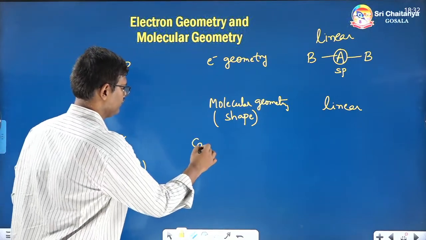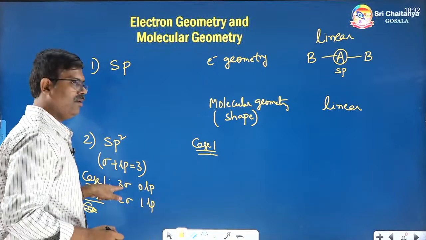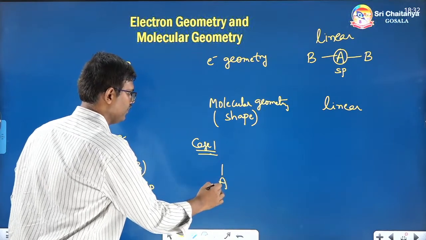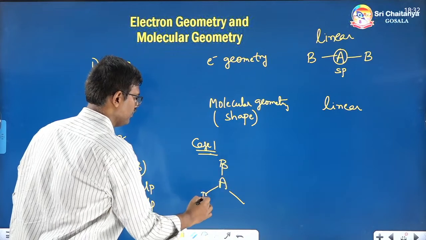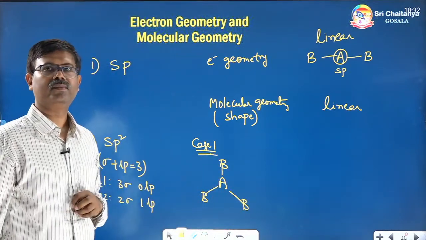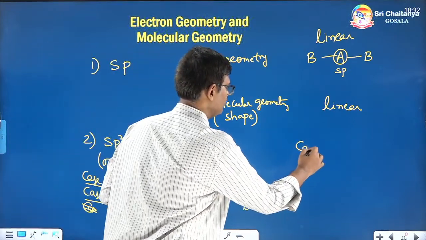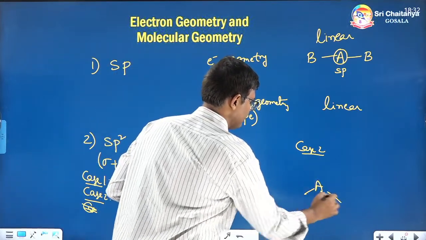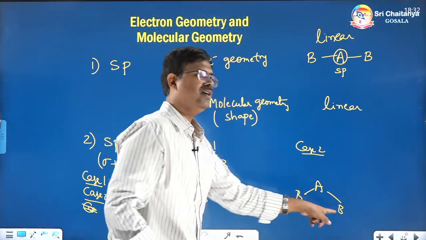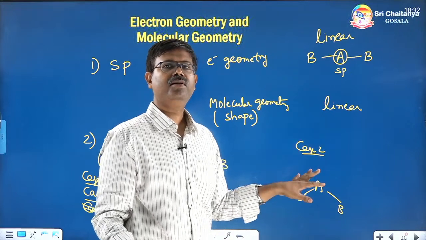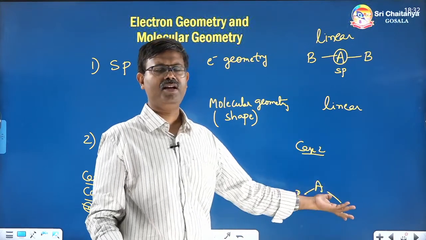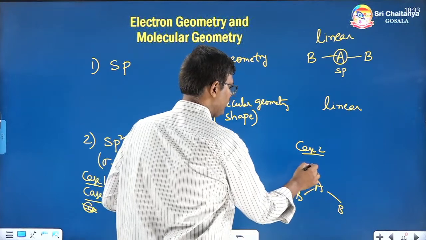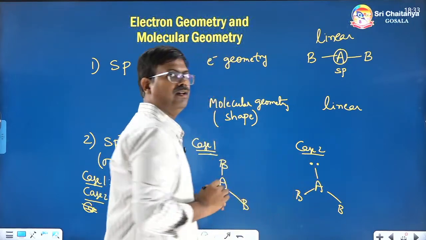Okay, case 1. How many sigma bonds? 3 sigma bonds, 0 lone pairs. So let's put that. Three sigma bonds. Case 2, 2 sigma bonds, 1 lone pair. So let's put sigma bonds. See, these surrounding atoms need not be the same, they can be different also. A is connected to B on one side, A is connected to C also, D also, it does not matter here. I am taking similar surroundings. And here there is no element, a lone pair is there.